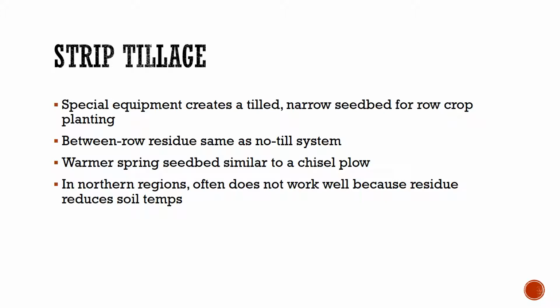All right, strip tillage. This requires very special equipment, so you have to have a strip tiller for this, and this just tills between the row residue and is the same as a no-till system. It's more used in the south where those warmer spring beds are more common. In northern regions, it doesn't work as well because that residue will reduce that soil temperature, and the whole point is to get that seed bed in there quicker in the springtime. If we're reducing that soil temperature, for example, corn, you've got to plant corn around a 50 to 54 degree mark. That might reduce that soil temperature, which is not good.